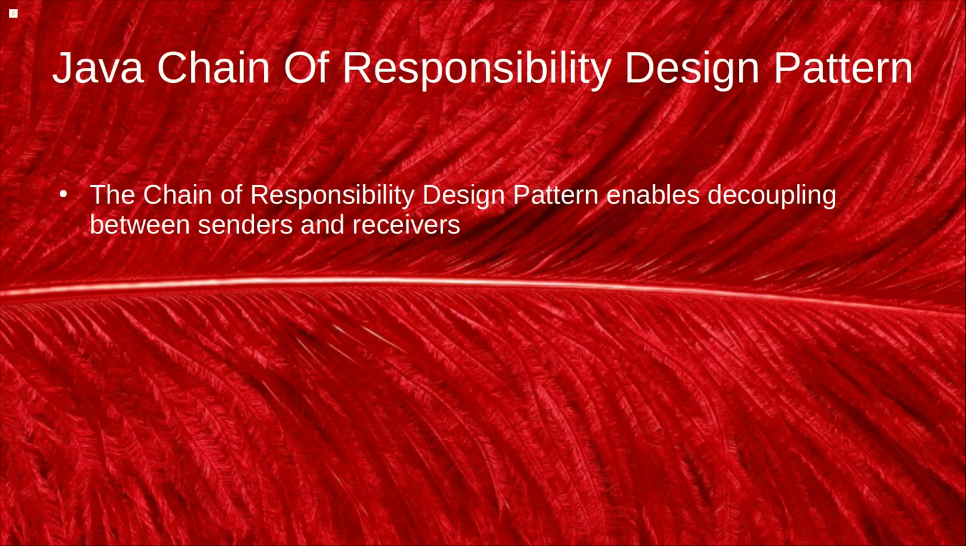The chain of responsibility design pattern enables decoupling between senders and receivers by allowing multiple objects to handle a request. The core idea is that a request is passed along a chain of potential handler objects. Each handler decides either to process the request or pass it to the next handler in the chain.